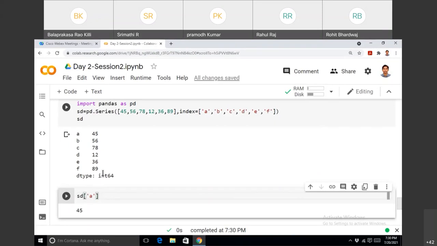It supports explicit indexing. You can give explicit row indexes. Similarly, you can give explicit column indexes also. So what do column indexes mean? In a data frame, it will be clear.